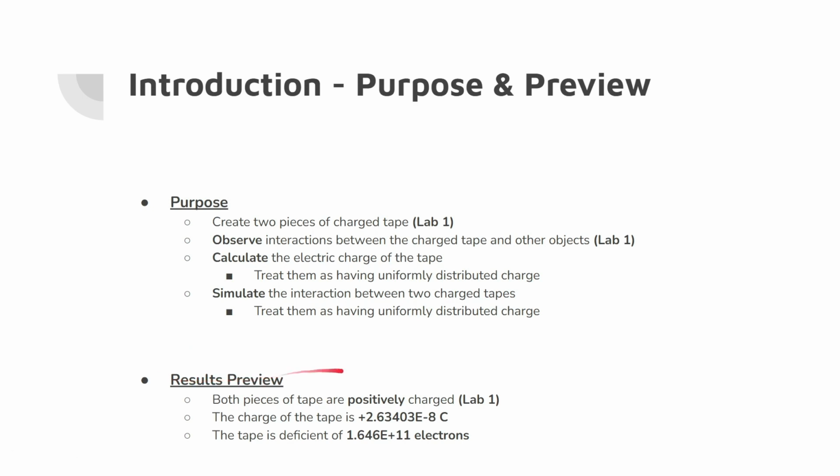So a little results preview. We see that both pieces of tape are positively charged from Lab 1, and that in this lab we determined that the charge of each tape is 2.63 times 10 to the negative 8 coulombs, and that means they're both deficient in 1.65 times 10 to the 11th electrons.